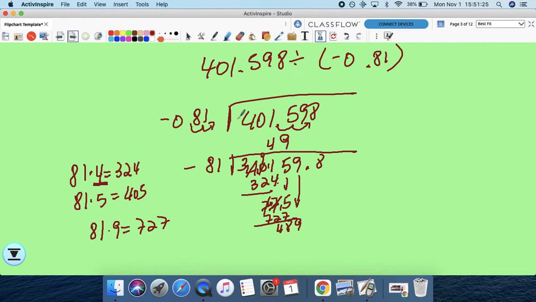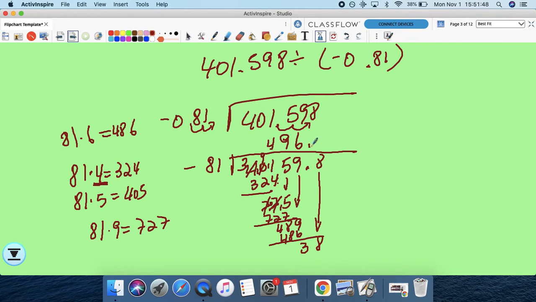So, 81 goes into 489. How many times? Not 5. Maybe 6. 6 times 1 is 6. 6 times 8 is 486. Yeah, we can do 6 times. 486. We're going to have 3 left over. 8 comes down.